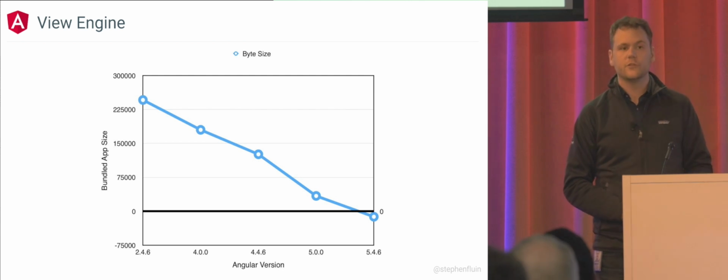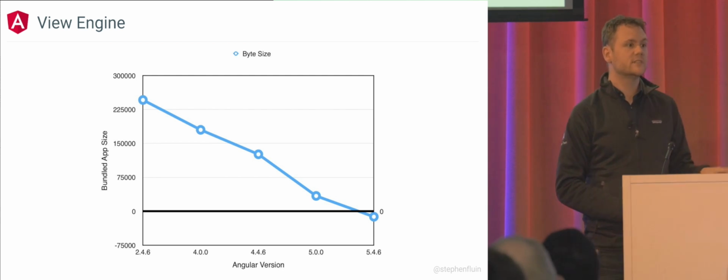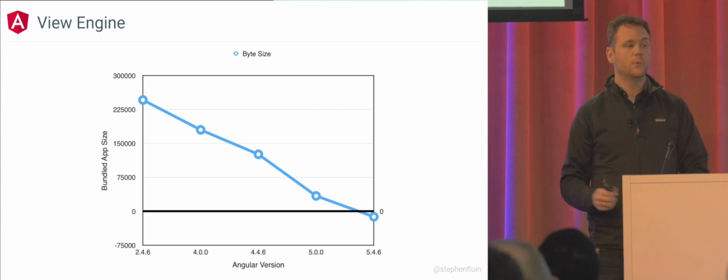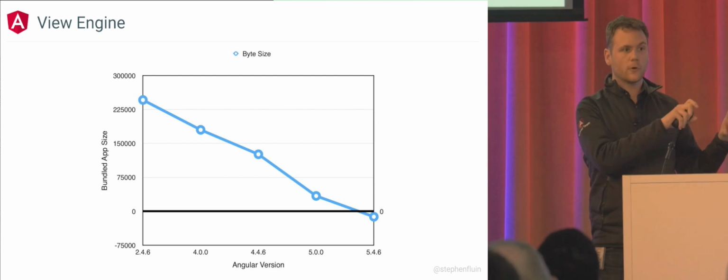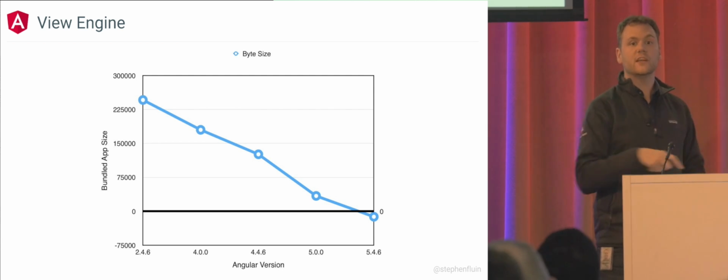And so for those of you that don't know, the view engine is a part of Angular that takes your templates, so this HTML that you write, this declarative syntax that we've designed for you guys, and then turns it into JavaScript. So when you write ngIf or ngFor, or when you do a property binding or an event binding, that's actually turned into JavaScript.